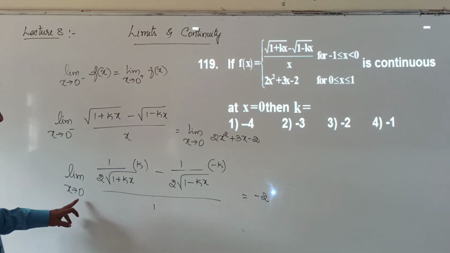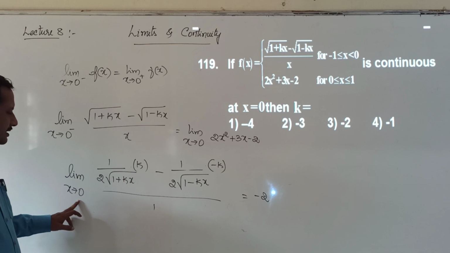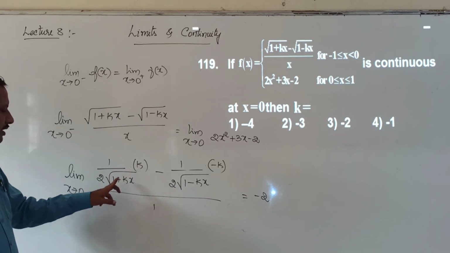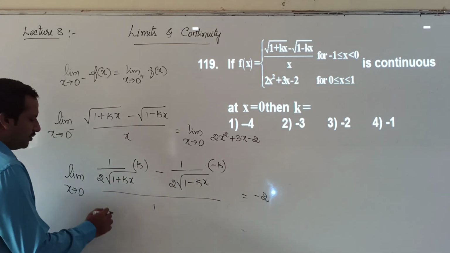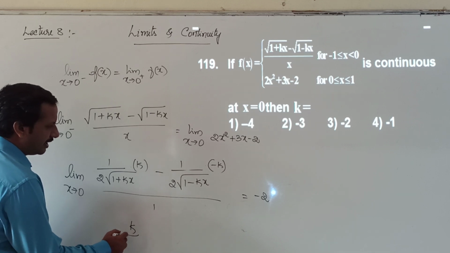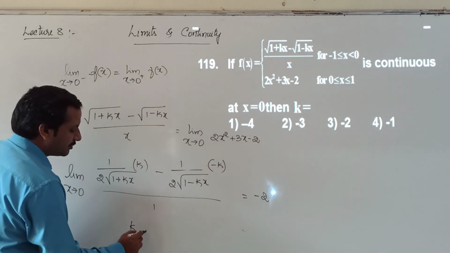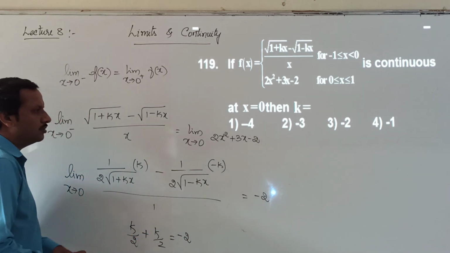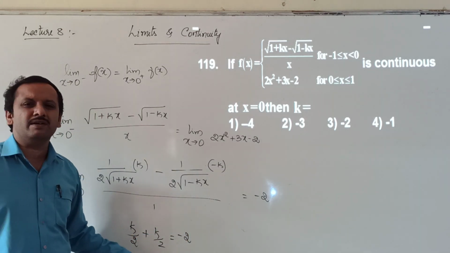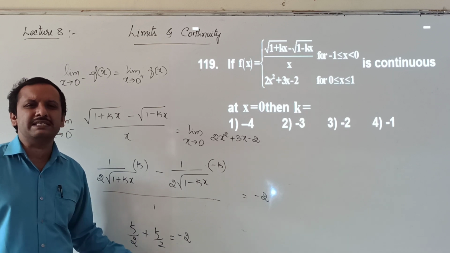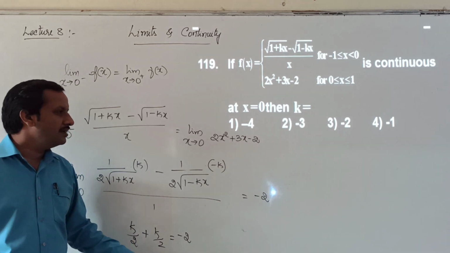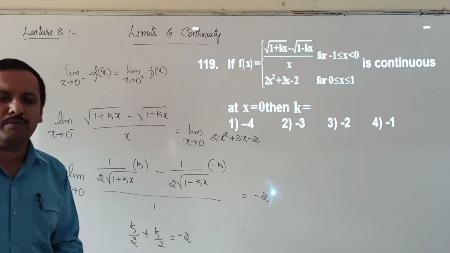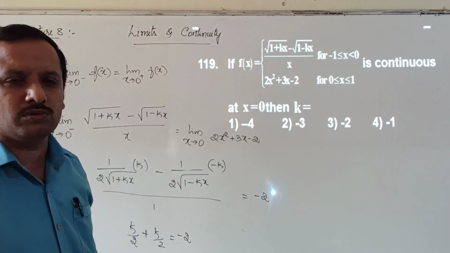Here, if we apply the limit now as x tends to 0, we are going to get k by 2 into root 1. Root 1 is 1, so k by 2 here. It will be minus into minus, plus k by 2, is equal to minus 2. So k by 2 plus k by 2 is equal to minus 2. k by 2 plus k by 2 is nothing but k. So k is equal to minus 2. Minus 2, third option.